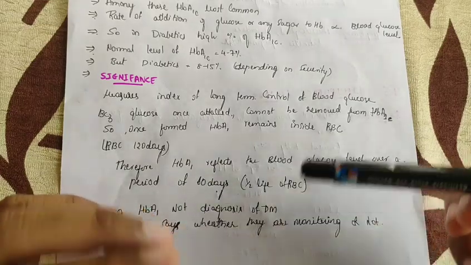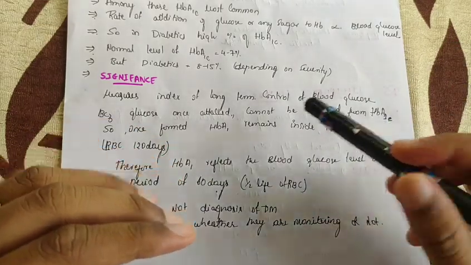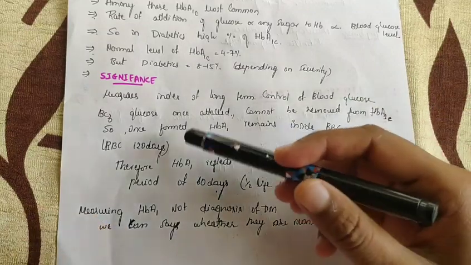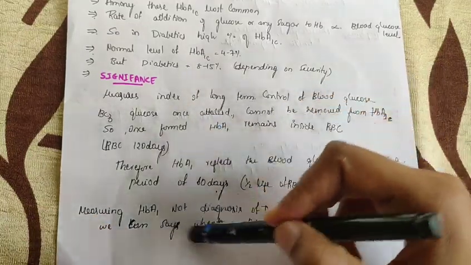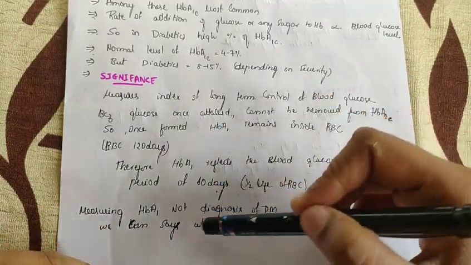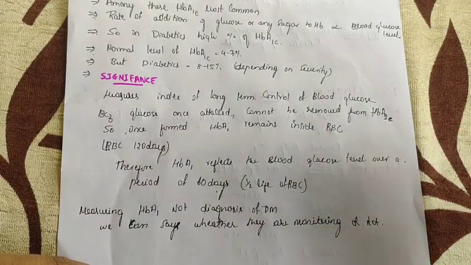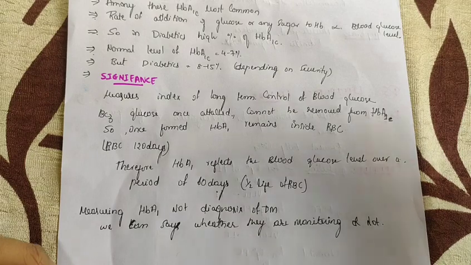Measuring HbA1c is not a diagnosis, because each and every person has HbA1c at a certain amount. The normal will be 4 to 7%. So it doesn't diagnose diabetes mellitus, whereas it suggests whether the diabetes mellitus patients are in control or not over about 60 days.